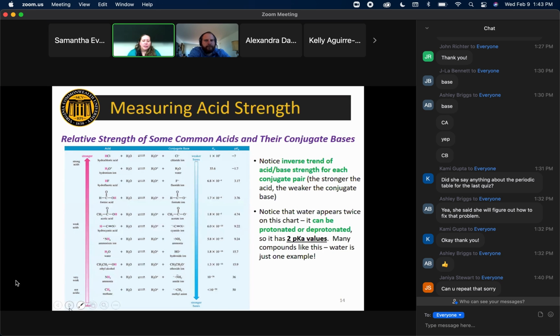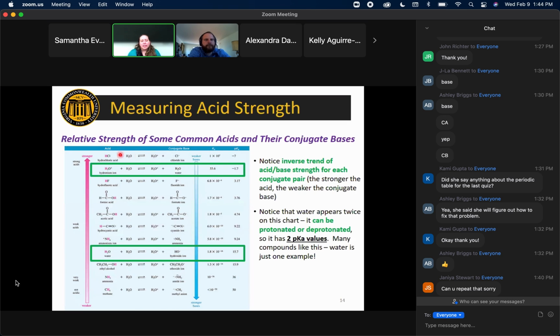The other thing I want you to note here is that water's on this chart twice. We saw in the beginning slides that it can act as an acid or a base. Another way of saying that same thing is that it can be protonated or deprotonated. So you can see here at the top, if you are protonating water, then you'll get H3O plus.